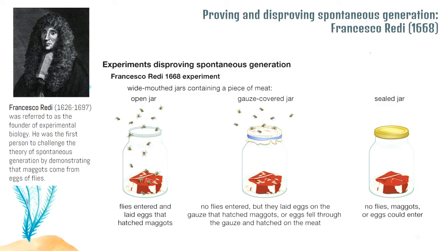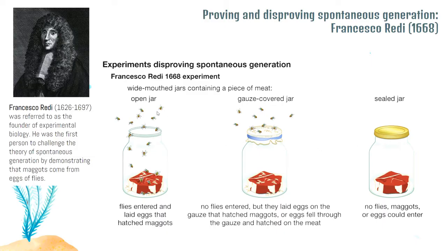He was the first person to challenge the theory of spontaneous generation by demonstrating that maggots actually came from eggs of flies. So this was his 1668 experiment. He had wide-mouth jars containing a piece of meat. One, an open jar with the meat inside. Another jar covered with gauze. And he had another jar that was sealed or covered. He observed what happened after several days, and this was his findings.